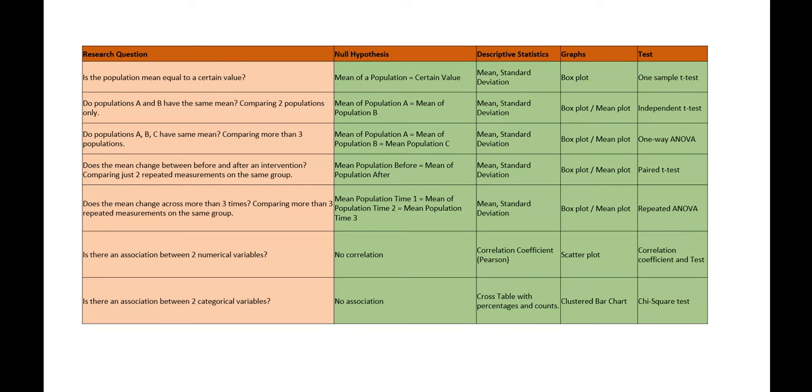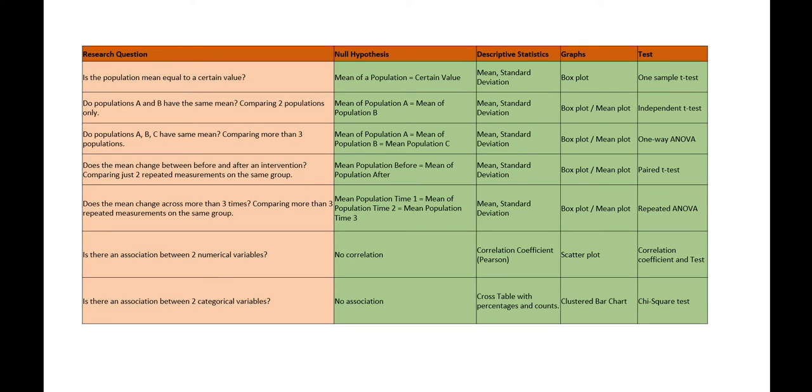Is there an association between two categorical variables? In that case, it's a chi-square test. I hope you remember what a categorical variable is and what a numerical variable is. This was the object of my previous video about what is a data set and the types of variables, okay?